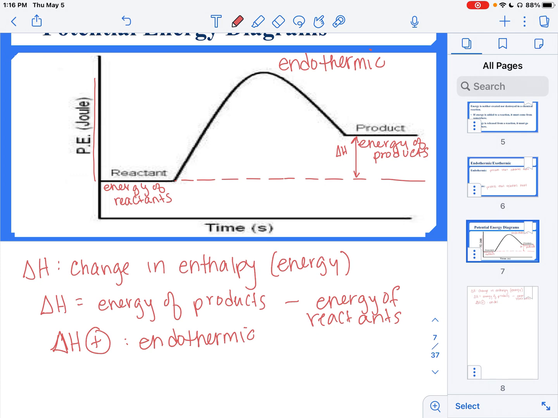I'm going to show you an exothermic one in a minute, but we'll just put this together here so that your notes are complete. If delta H is negative, it's going to be exothermic, and I'll show you what that looks like in a few minutes.